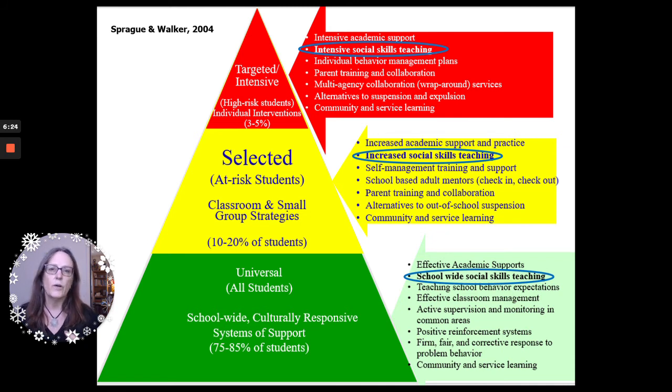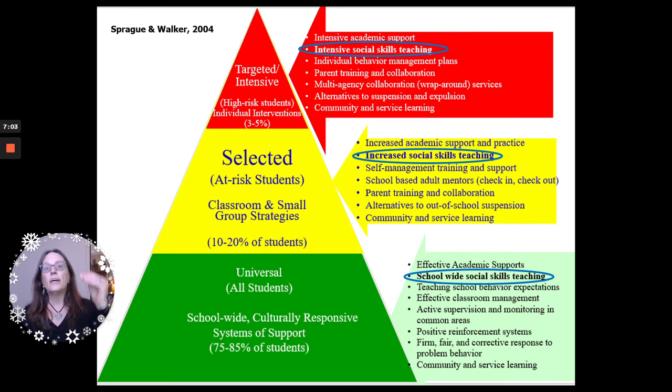This is an early iteration of the positive behavior intervention and support pyramid or triangle. And I just put this here to have you note that at the universal level for 100% of students, what we do, which was what this pyramid is about, is we teach school-wide social skills to 100% of the students. Social emotional behavioral learning has always been a part of positive behavior intervention and support. We must teach school-wide to 100% of our students the social and behavioral skills needed.